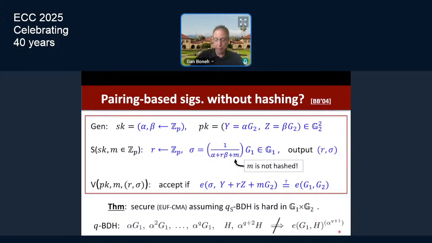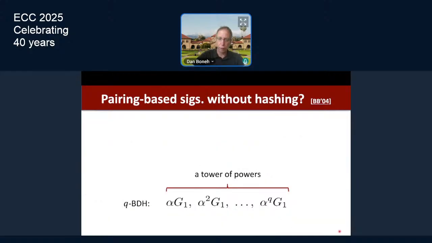Okay, so what is interesting about this assumption is that it turns out to lead to other interesting objects. First of all, I'll say that this structure here, where we take a field element and raise it to a power and multiply that by the elliptic curve point, I'll call that a tower of powers. Again, alpha is a field element, alpha squared is a field element, and we multiply these field elements by the elliptic curve point G1. So we get a bunch of elliptic curve points here. And again, this is called the tower of powers of elliptic curve points.